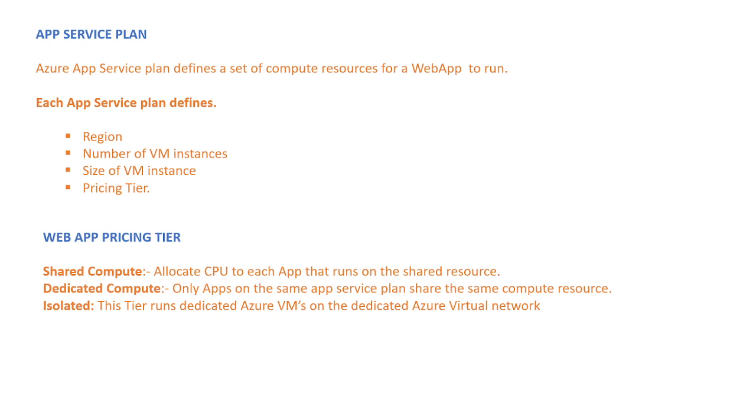And the web app pricing tier, how the pricing will happen. There are two or three options. If you want shared compute, all the startups and people will go with shared compute. Say for example, in the data center there is a web server with around 8 CPU and 16 GB memory. When you opt for shared compute, they will deploy 2 or 3 applications in the same compute.